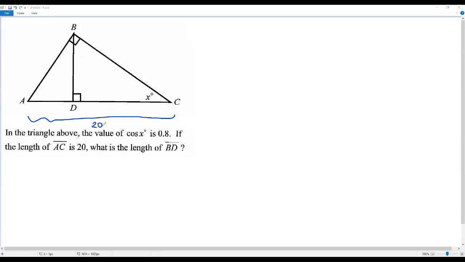Okay, now let me consider this cosine x, the value of cosine x, that is 0.8 in this triangle BDC over here. This is the right triangle BDC. So now I'm going to consider the value of this cosine x, 0.8. So in this right triangle BDC, we can write this 0.8 as a fraction, 8 over 10. Then when I simplify this 8 over 10, I'm getting 4 over 5.